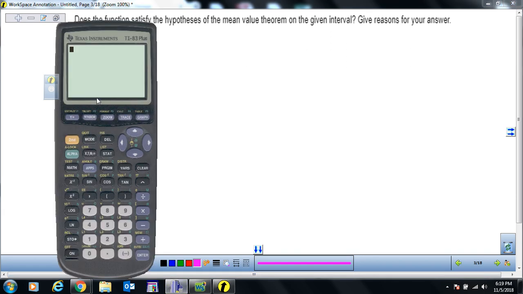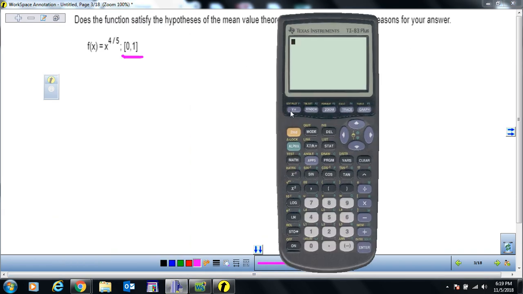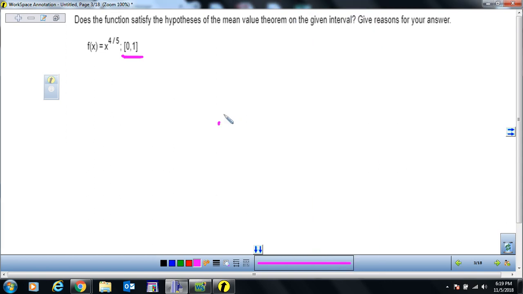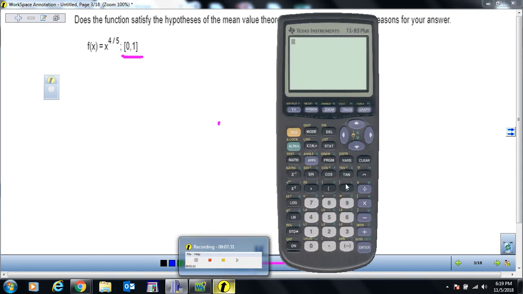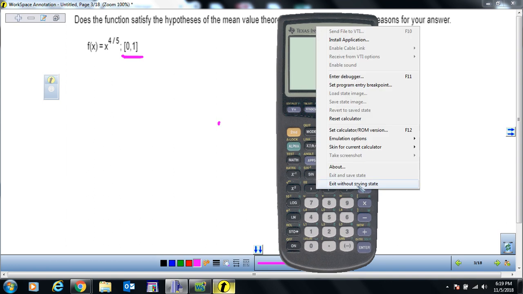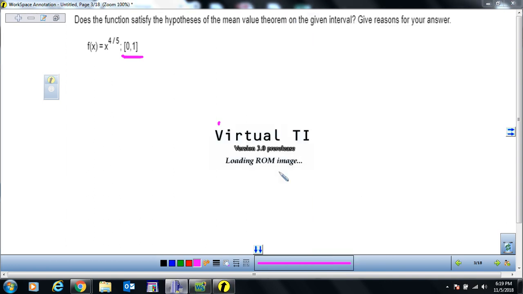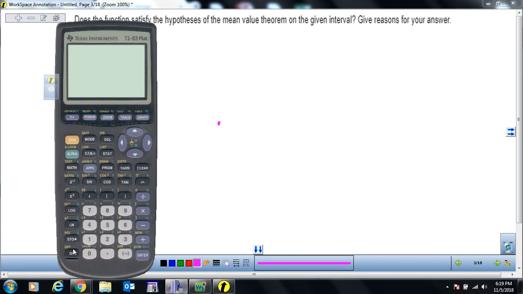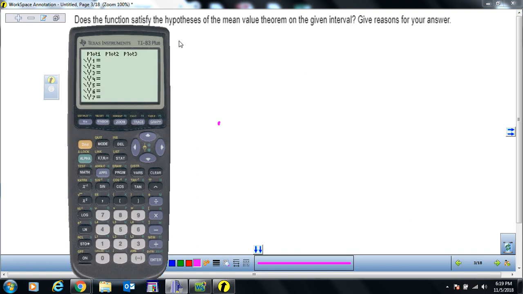If I would graph here y equals this function, I don't know why it doesn't want to graph it. I don't know why it doesn't want to respond. Okay. Let me close my calculator and start again. It's okay there. I don't know, it got stuck.